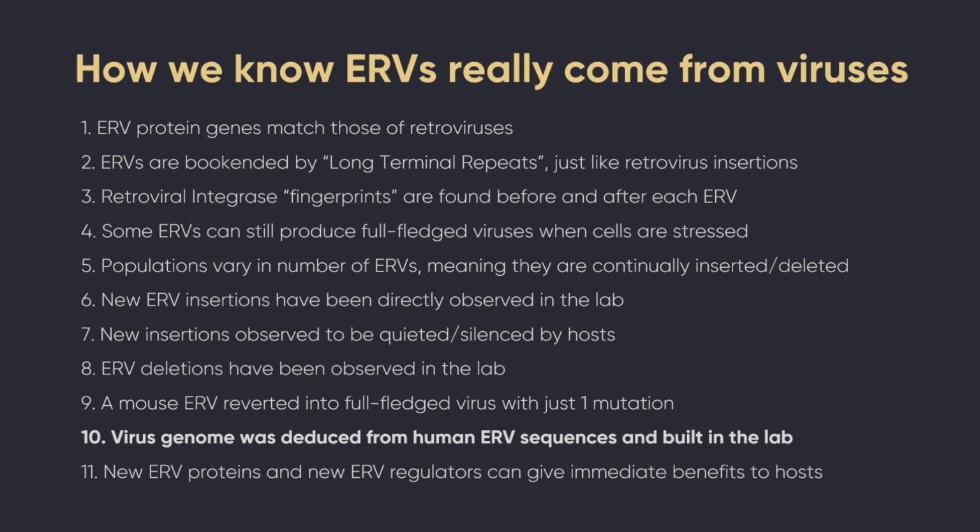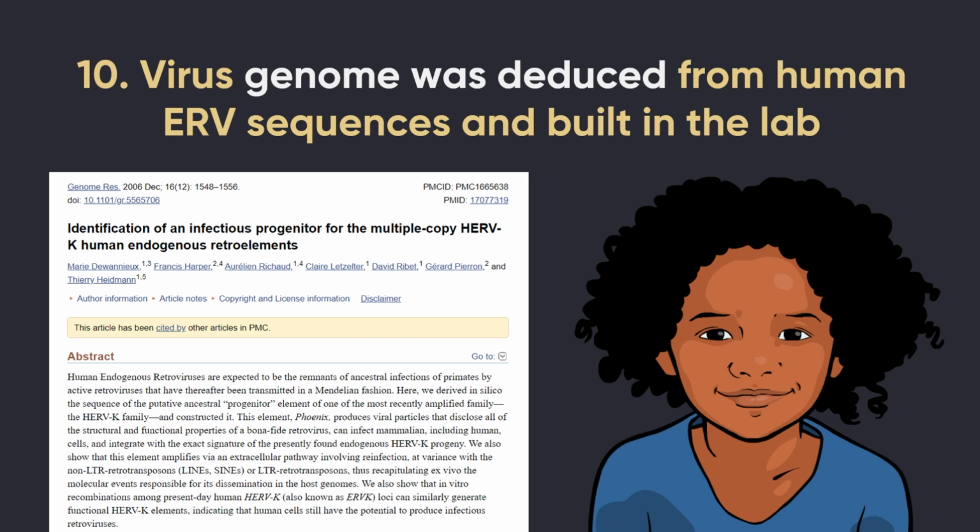Number 10, a virus genome was deduced from human ERV sequences and built in the lab, and it actually worked as a real virus. So here's the study on that. What they did is they looked at a bunch of endogenous retroviruses that were closely related in humans, and they got what is called a consensus genome for that group of viruses. We look at them and we say, oh, look, there's a mutation that this one has and none of the other ones have. Therefore, if we edit it back to be the same as the one that all the other ones have, we've healed this endogenous retrovirus. It's now more similar to the actual virus that originally infected our human ancestors.